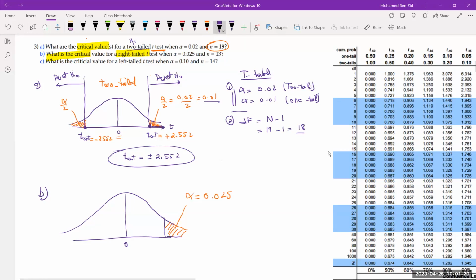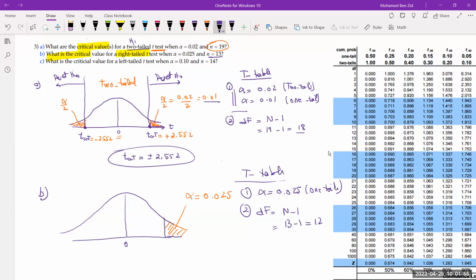So the information I need for the T table is, first, the alpha, and this is going to be 0.025, one tail. And the second piece of information, I need the degree of freedom, and that's going to be n minus 1, the n being 13. So this is going to be 13 minus 1, which is 12. And this is the T critical over here, right?